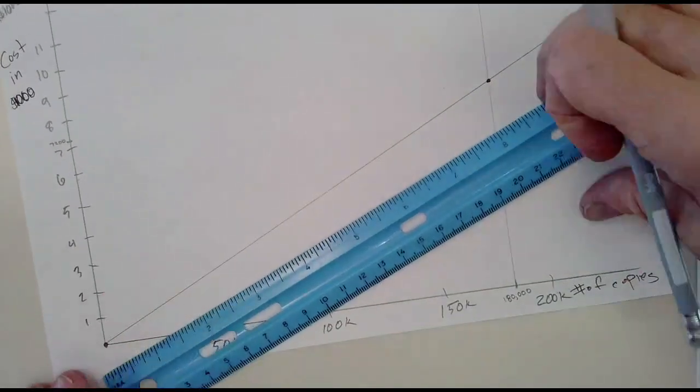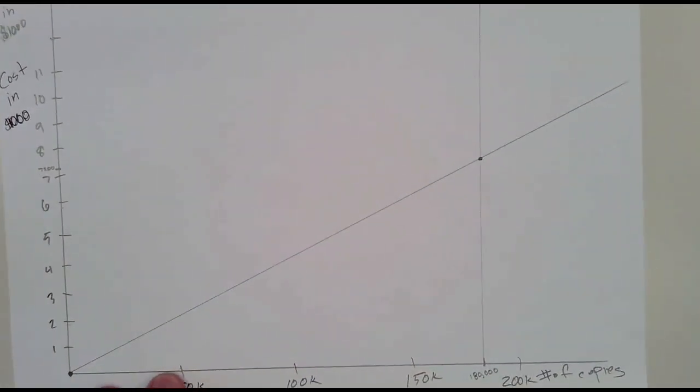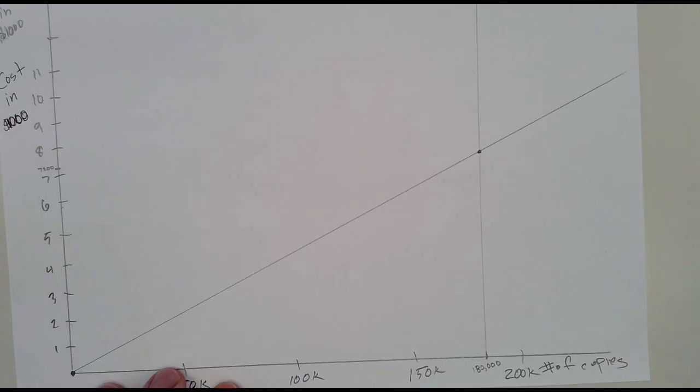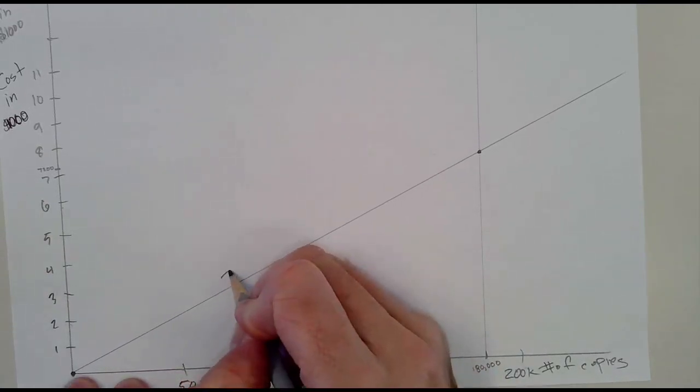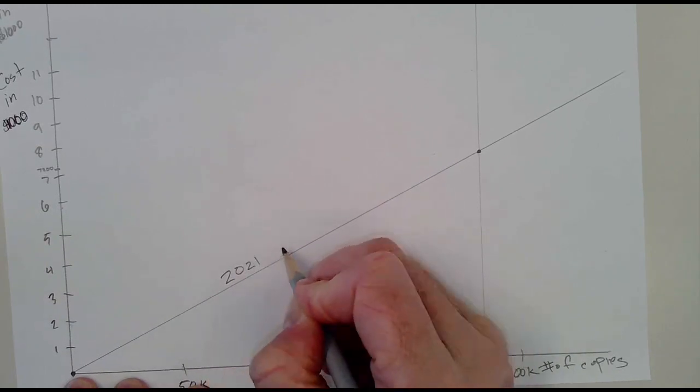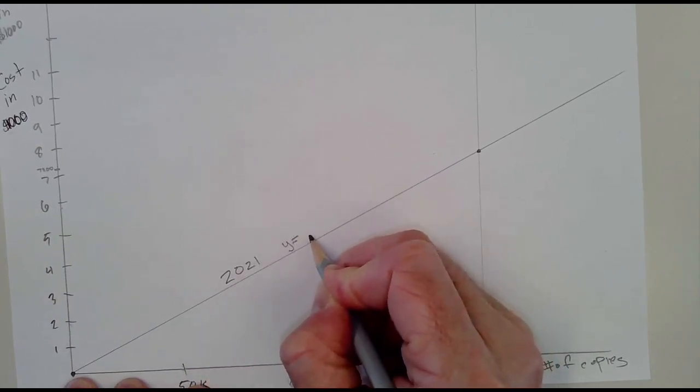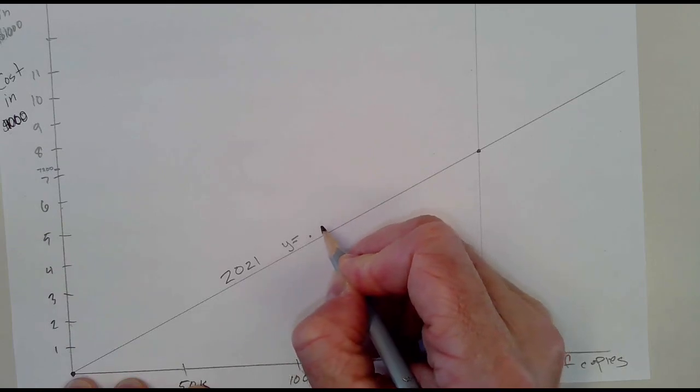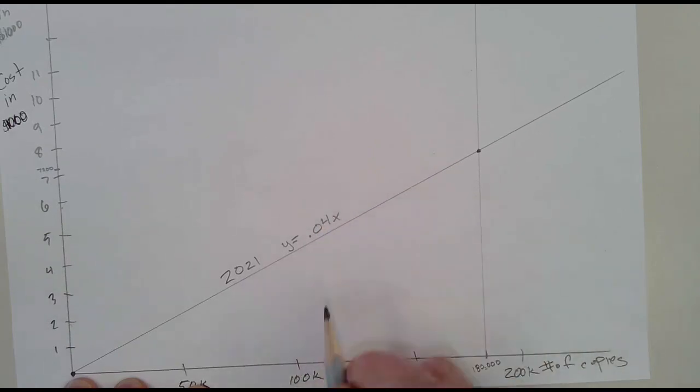And that represents the first equation. So if you were to write the equation, this is for 2021, the equation was y equals 0.04x. All right, in 2021.